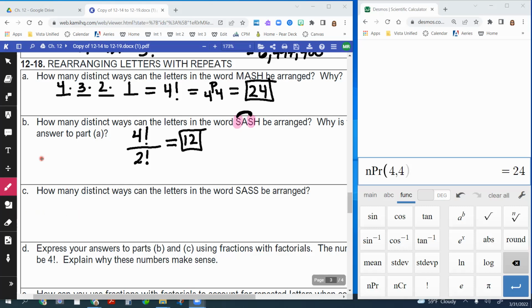Now, when we are doing this next one and we have SAS, we have an S 3 times. So we still have 4 items ordered, but when I have this S 3 different times, it doesn't matter which S is in which position, they're all going to be the same word. And so I'm going to divide out how many different ways I can order those 3 S's. And there's 3 factorial ways to order 3 S's. And that's going to actually just end up giving me a 4 when I do that math.